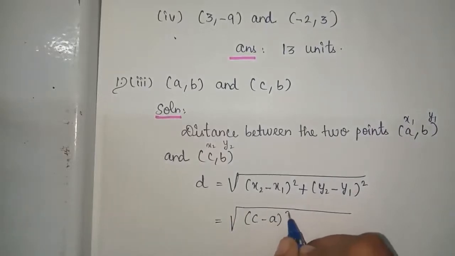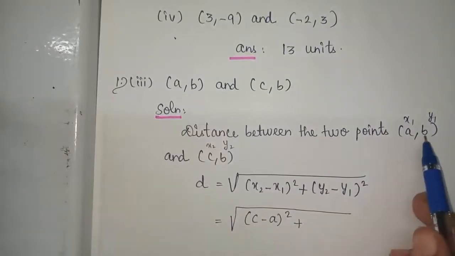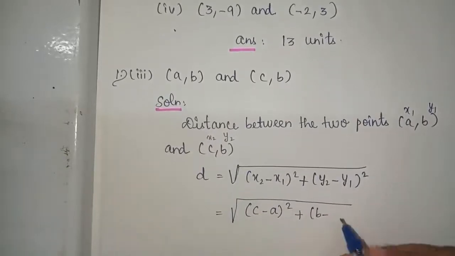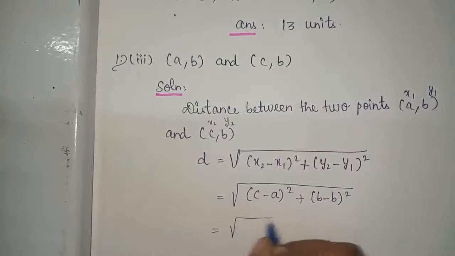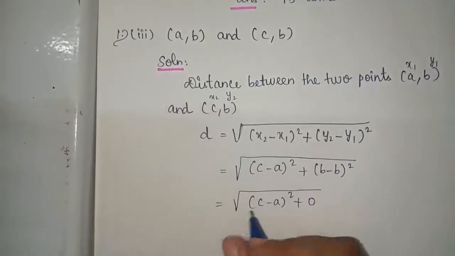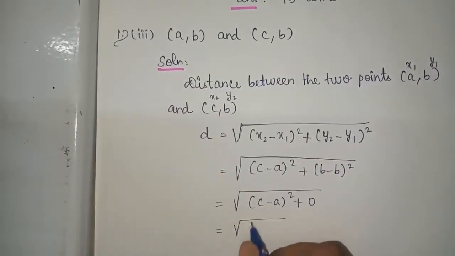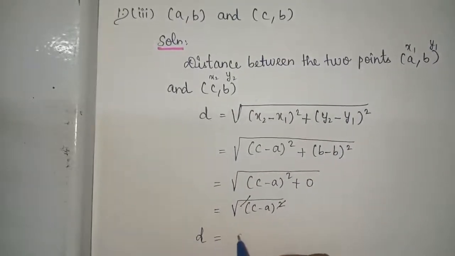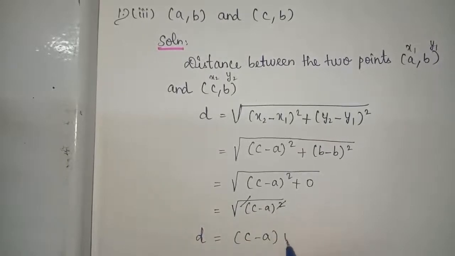So which is equal to root of x2 value c minus x1 value a. So c minus a the whole square plus y2 value b minus y1 value b. So b minus b the whole square, which is equal to root of c minus a the whole square plus b minus b is 0. Now you get root of c minus a the whole square. Square and square root get cancelled. So d is equal to c minus a units.